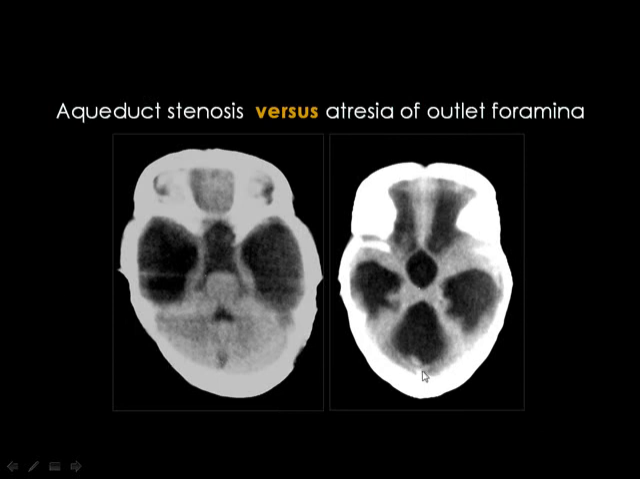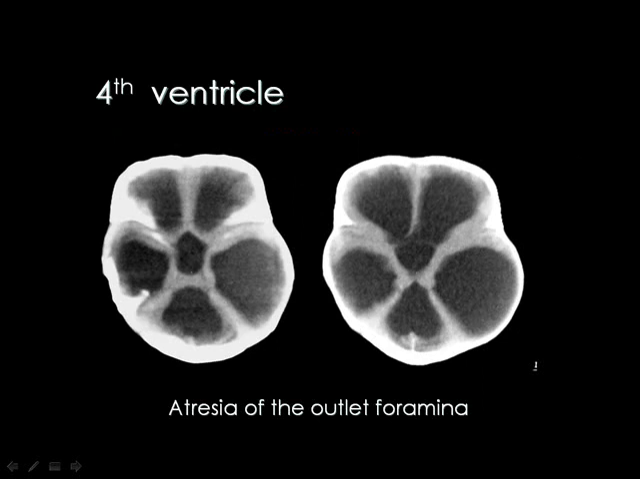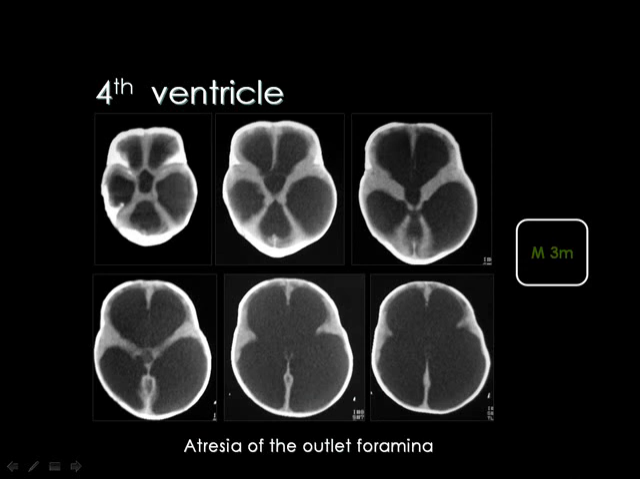This is the difference between aqueductal stenosis and atresia of the outlet foramina of the fourth ventricle. In aqueductal stenosis, the fourth ventricle is normal, while in atresia of the outlet foramina, the fourth ventricle is ballooned. And this is a case of atresia of the outlet foramina of the fourth ventricle, where the fourth ventricle is ballooned, the third is ballooned, and both lateral ventricles are also ballooned.